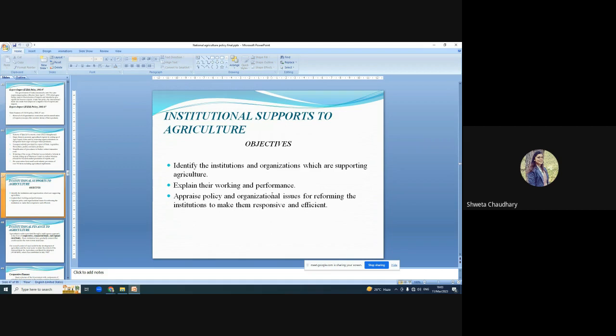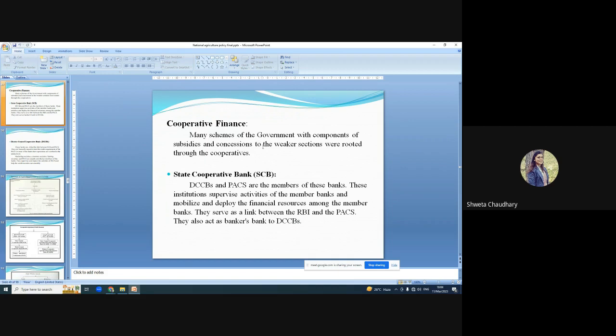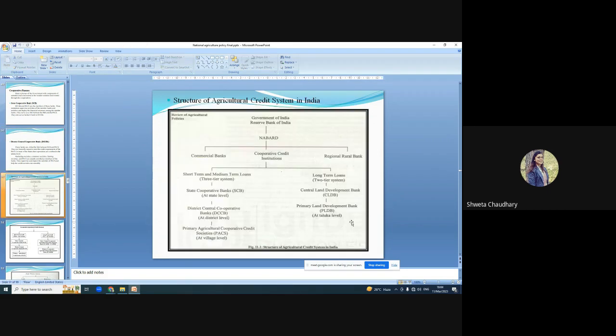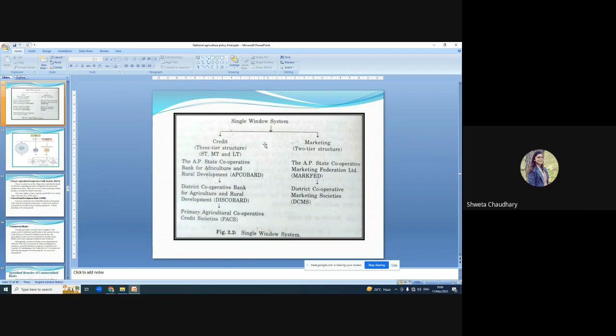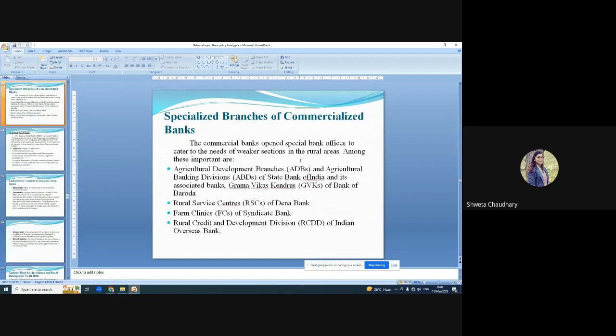Then we have institutional support to agriculture. We have commercial banks, cooperative banks, regional rural banks. The main central body is NABARD, the National Bank for Agriculture and Rural Development, established in 1982. So these are the cooperative banks, the state cooperative bank. We have at state level, and at district level we have the district cooperative bank. Then at village level, we have PACs, Primary Agricultural Cooperative Societies, that work for the village. Then we have the single window system. These are the different banks.